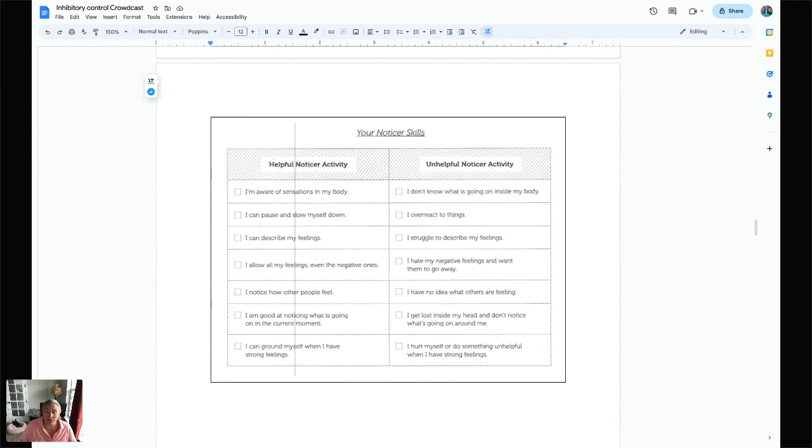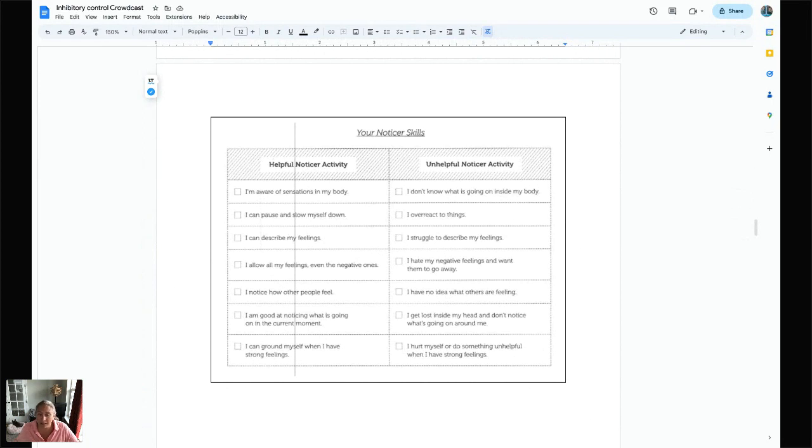I can describe my feelings, and I've got a couple of visuals down below that are helpful for building these skills. I allow all my feelings, right? Even those negative ones. I notice how other people feel. Again, peeling off those blinders, right? So our noticer spotlight is on a bigger array of the environment. I'm good at noticing what's going on around the current environment.